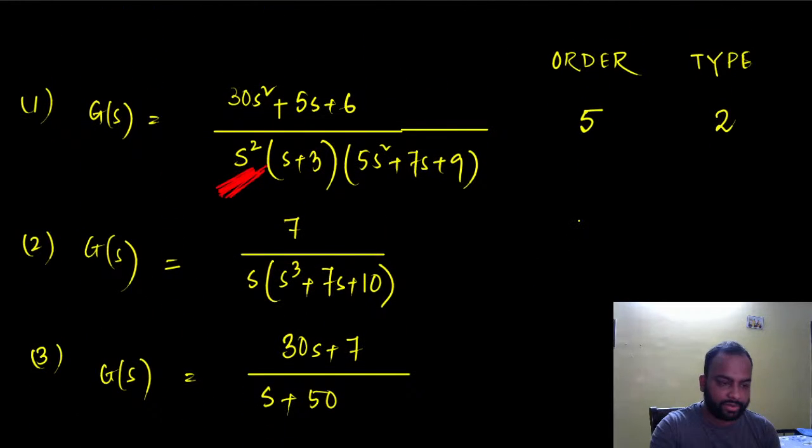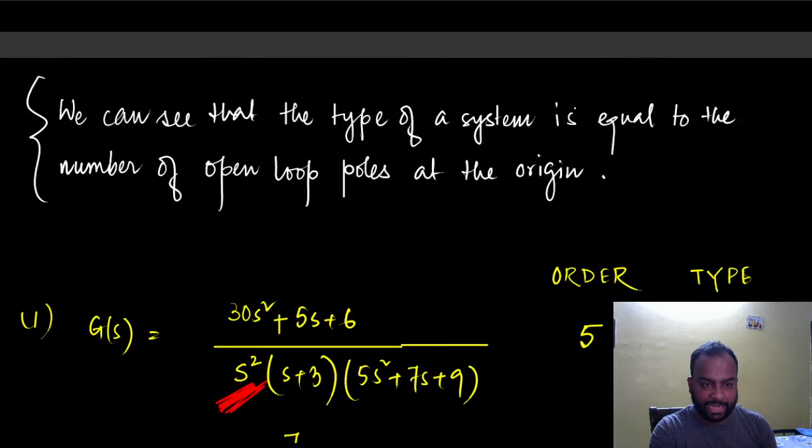There is no type 5 system. I have not given any type 5 system. So if you are saying type 5, you are probably confusing order with type. Type is equal to, not defined by, but equal to the number of open loop poles at the origin.